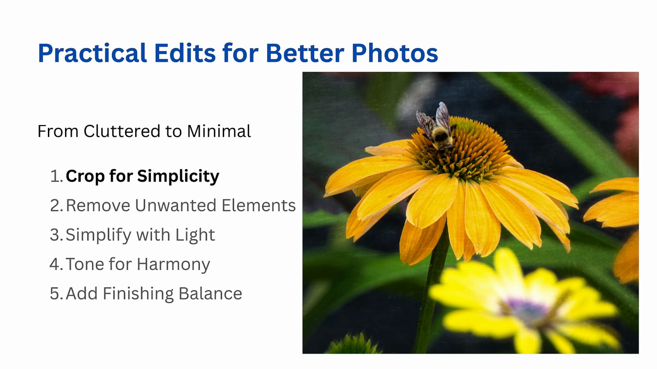We're going to start by cropping for simplicity. Then we're going to remove any unwanted elements we don't want in the scene. We'll tie it all in and simplify with light, and then we'll work on our tone for harmony. Then we're going to finish it off with something really cool, just to get that finishing balanced look. Now, these are the different steps that we're going to be going through, and let me start right now to show you.